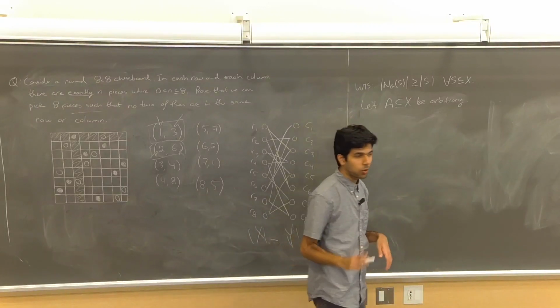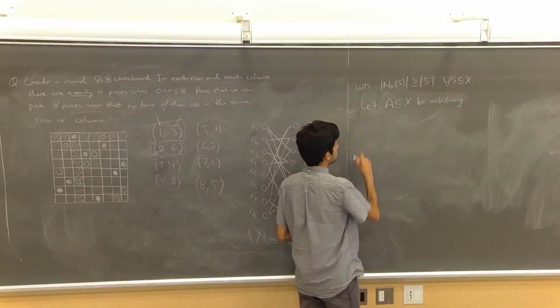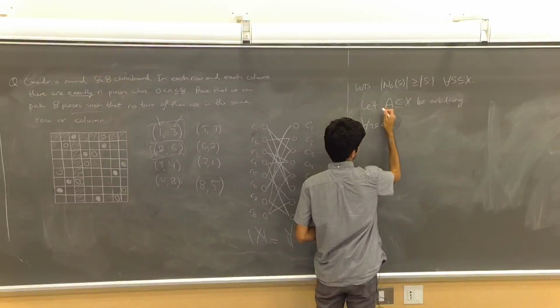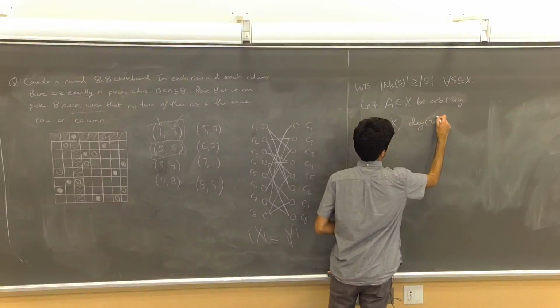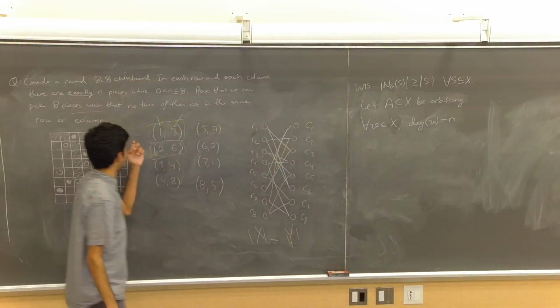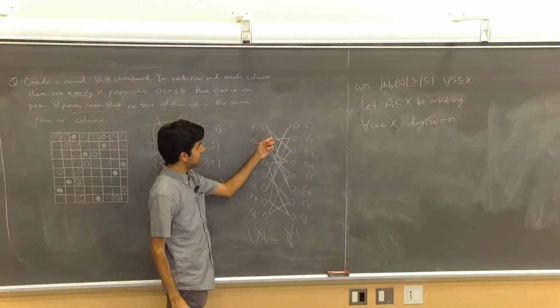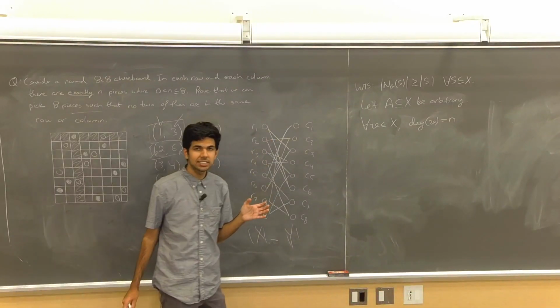Instead, what is one property that we know about our graph? We know that for all vertices in X, the left-hand side, the degree of the vertex is going to be n, right? Each row has n pieces in it, which means there are exactly n edges emanating from each vertex. Why is that helpful?